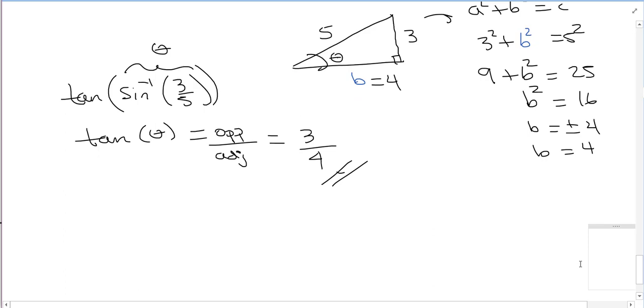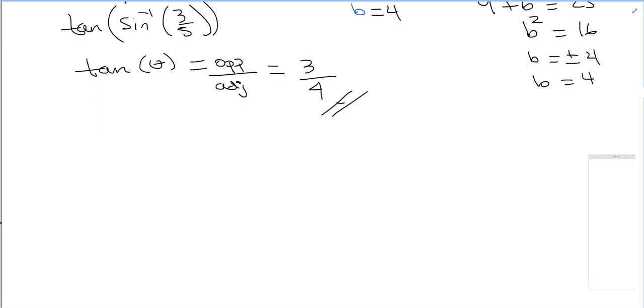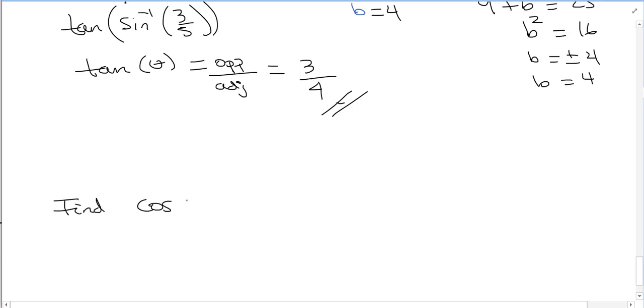So I'll leave you with, for the end of this video, something to try on your own. I want you to find cosine of inverse tangent of root 7 over 5. So again, this is not a reference angle, so my hint is draw a triangle.